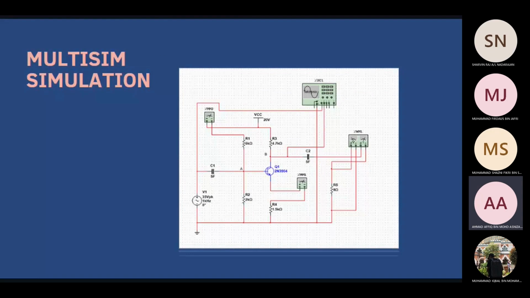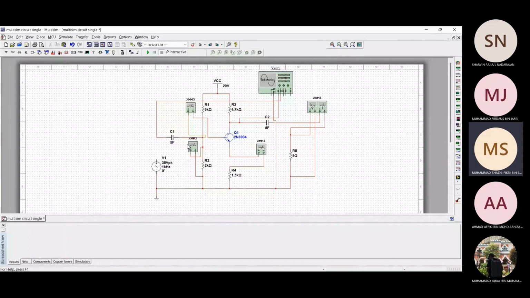So this is the Multisim simulation for our prototype, in which we use a single stage voltage divider amplifier using BJT 2N3904. This is our circuit. So we open it first for DC analysis. The first one, we use the BJT transistor 2N3904. So we connect the input, and we run.